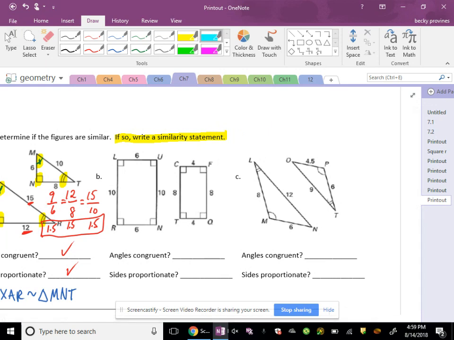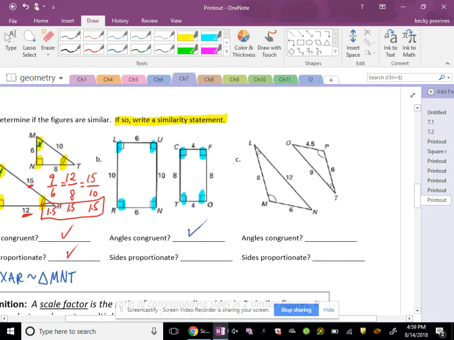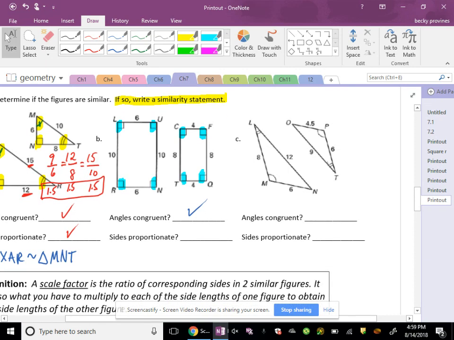Okay, moving on. Example B. Can we prove all the sides? Sorry, let's start with the angles. Can we prove all the angles are congruent? Well, sure, because they're all 90. That's easy. If they're all 90, then sure, check. All the angles are congruent. Now let's check the sides. Let's find some room here.